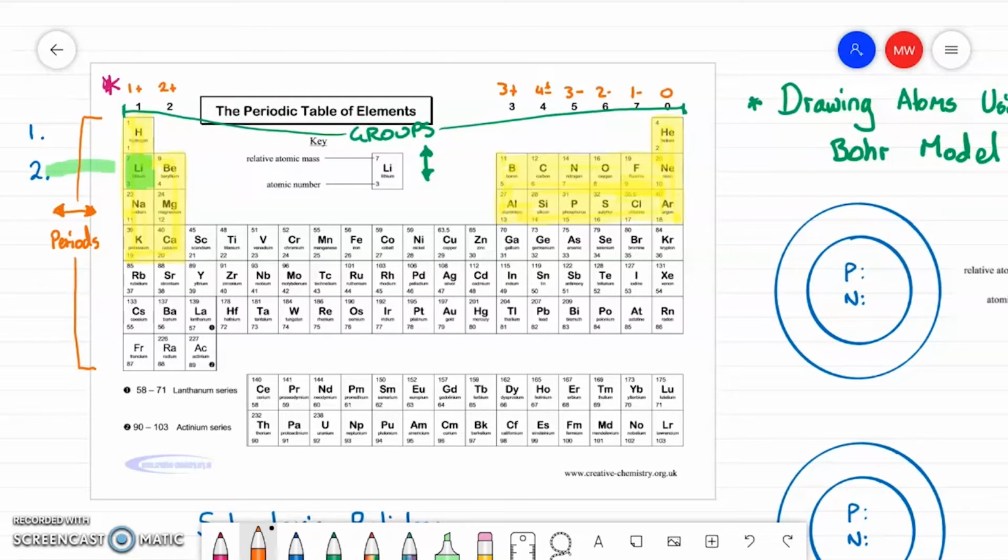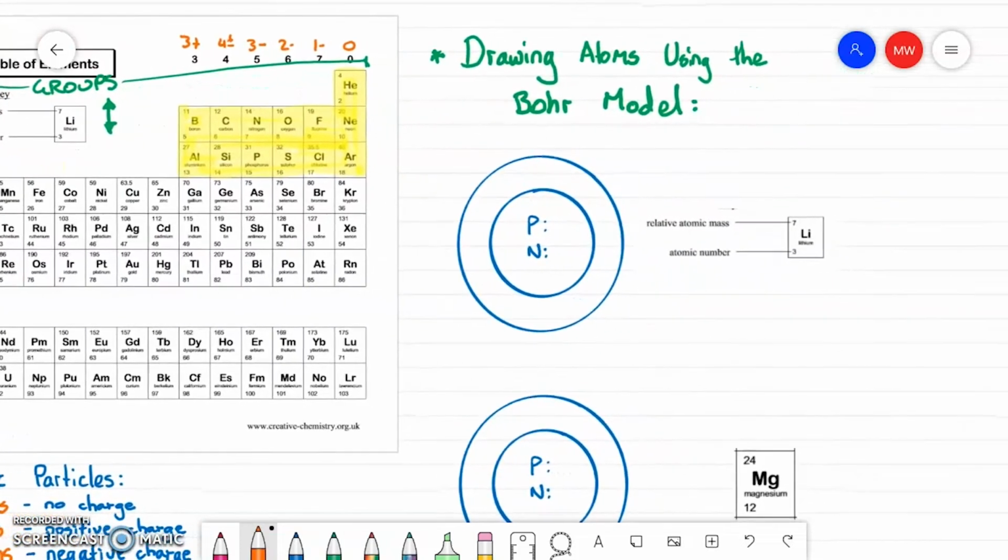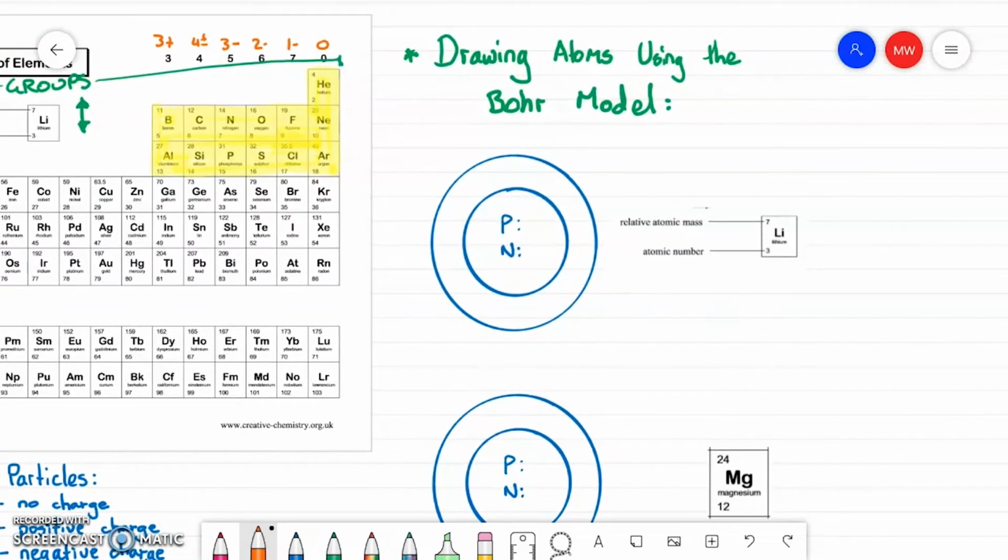The other thing that I'm noticing is that it's in group number 1, so that tells me that when I draw this, the outermost electron shell will have 1 electron in its outer shell. Okay, so if we start to draw this, let's have a look at the information that we've got, and we'll go back and double check we've got it all right at the end.